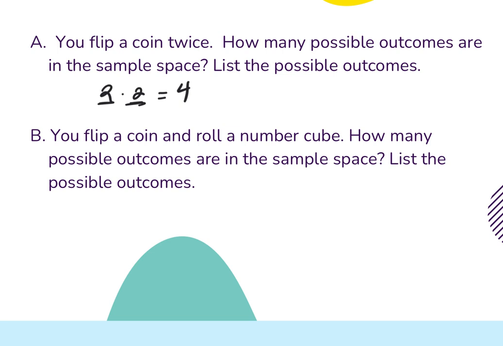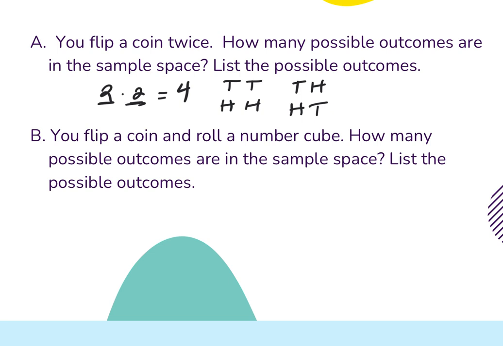Okay? If you want to list the actual outcomes, then you could flip the coin and get tails twice. You could land on heads twice. You could land on tails and heads, and you can land on heads and tails. So you're doing the coin twice. So basically, multiplying by 2 gives us the other 2 outcomes.